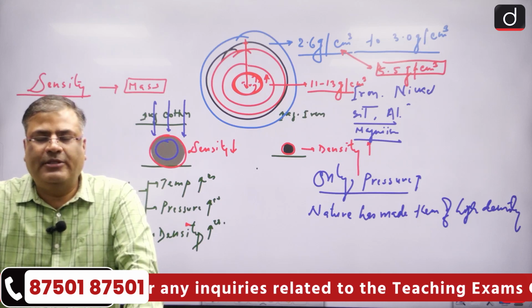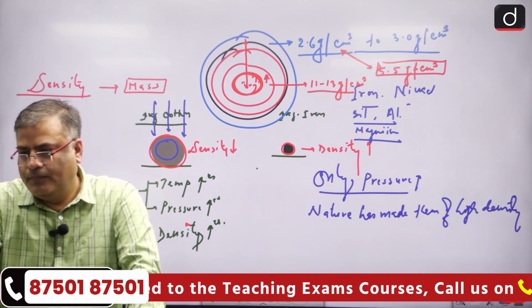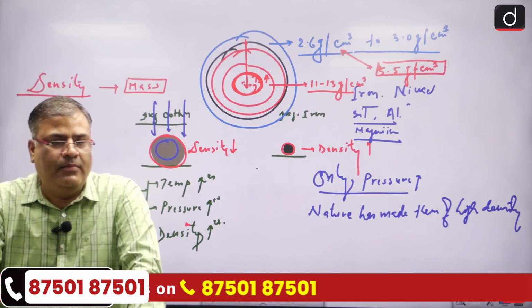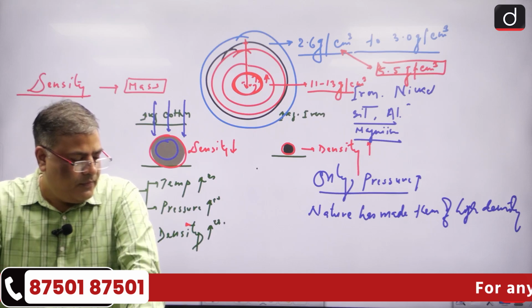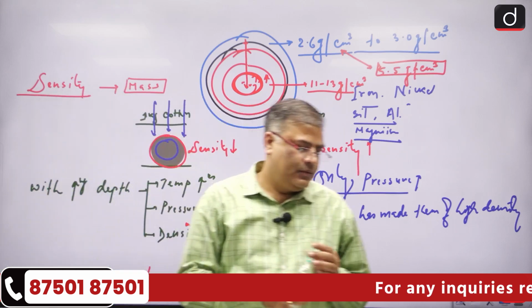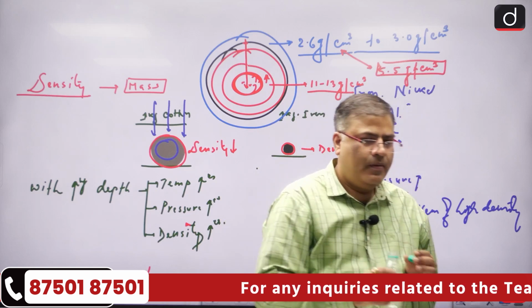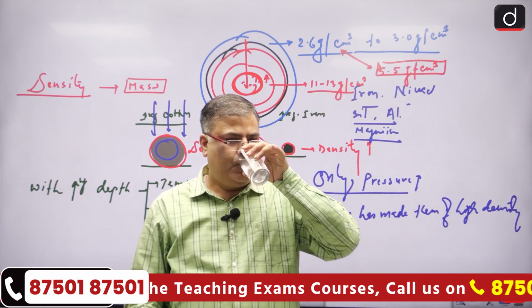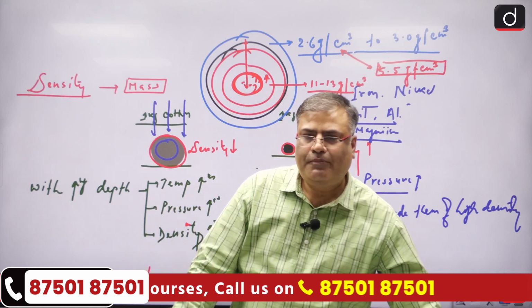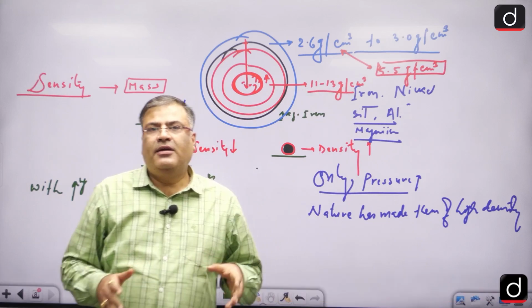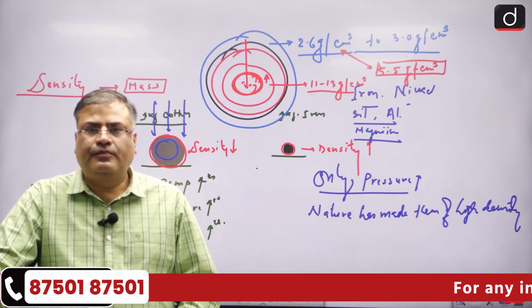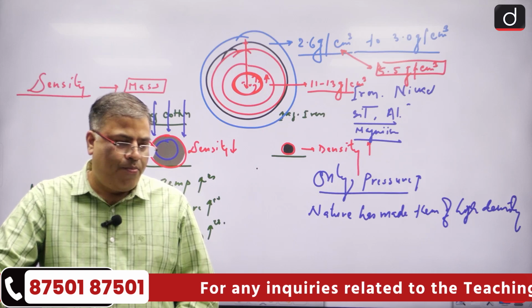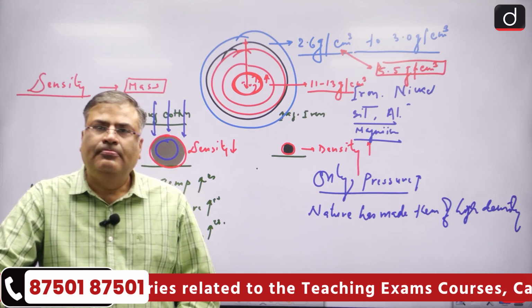And the density should be approximately 11.0 gram per cubic centimeter to 13.0 gram per cubic centimeter. Clear?